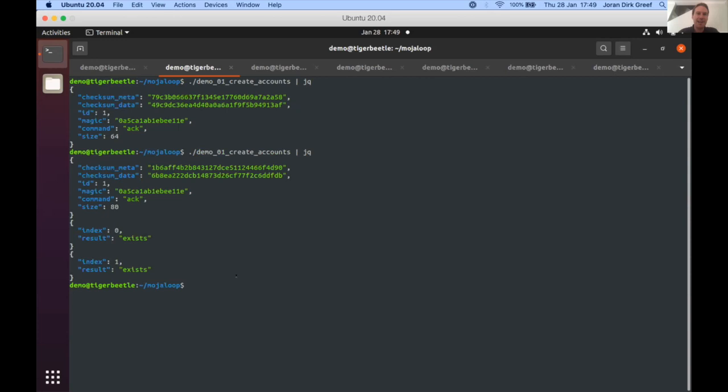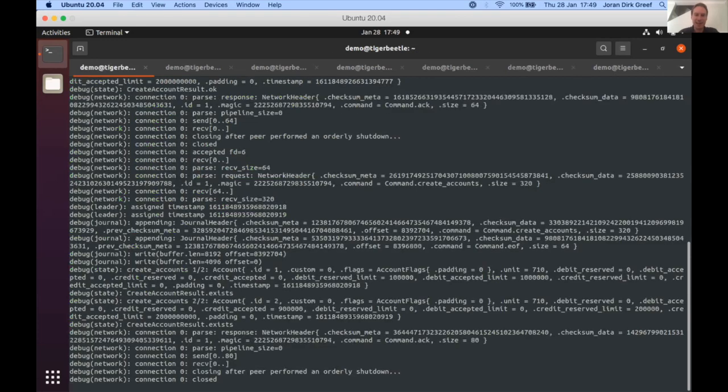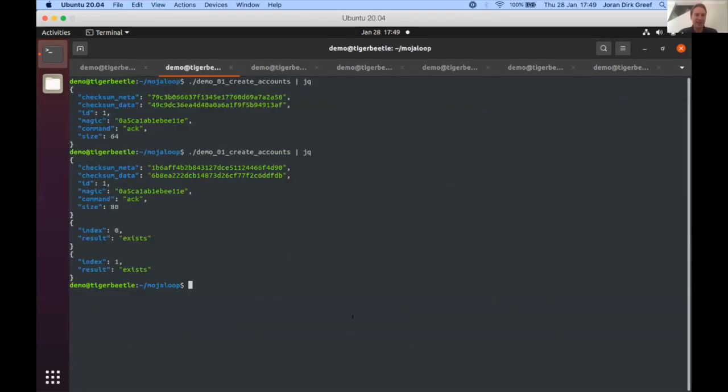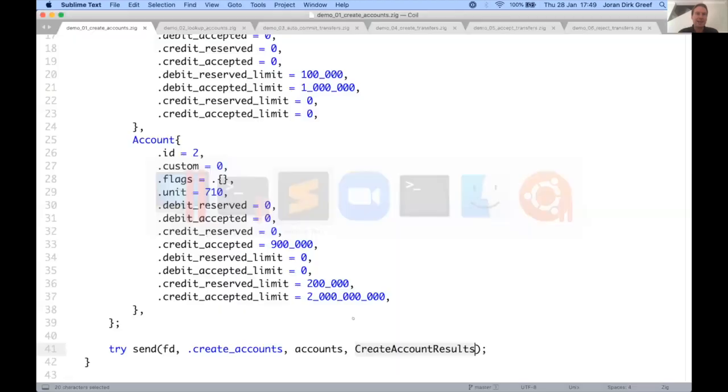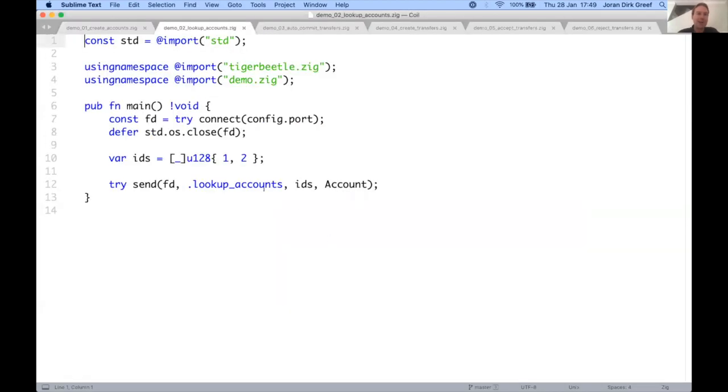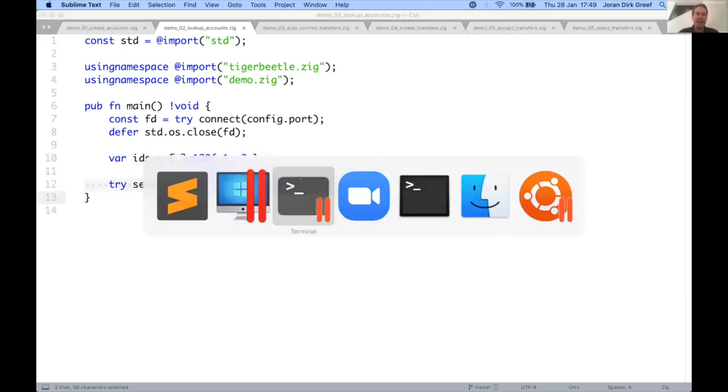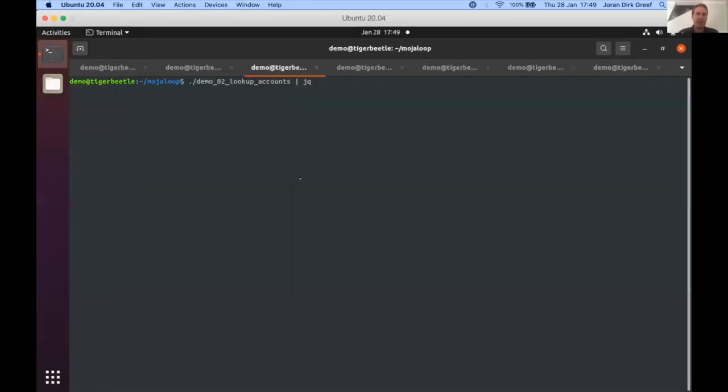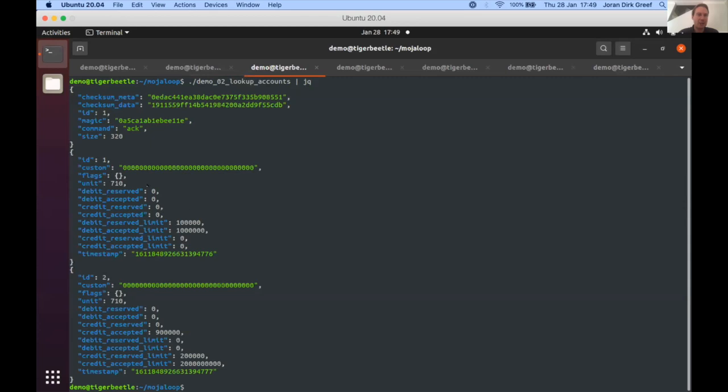And that's that. We can see a whole lot of stuff happened here. Just for time, I won't go into that. Now let's look up those account balances. Very easy, just pass in the 2 IDs, send them into TigerBeetle as a batch. And let's run, look up accounts. We can see we've got account 1 and 2, our custom opaque data we're not using. And we've got these nice accounts.